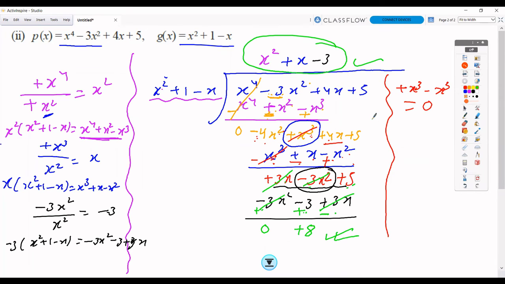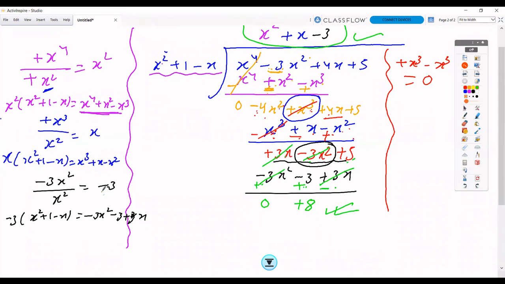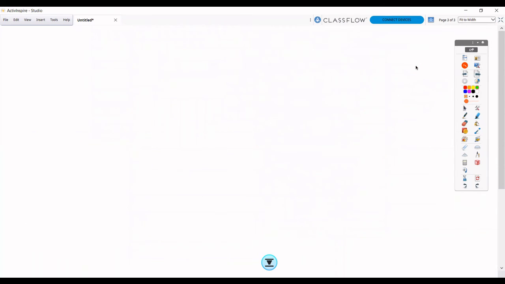You may proceed in the same way: the dividend is equal to divisor into quotient plus remainder. So you may do the verification from your side, but this is the way to divide two polynomials. Now we are moving on. The third option is homework for you.